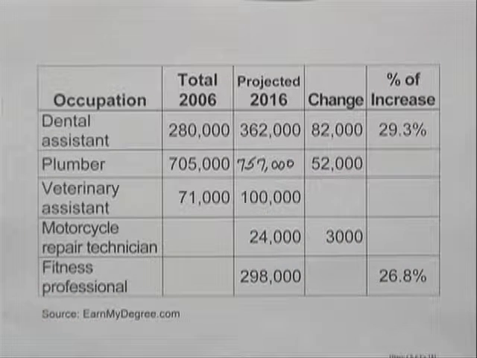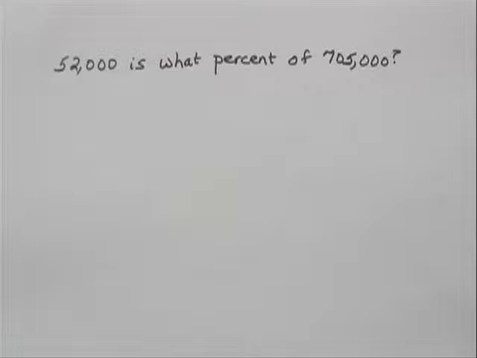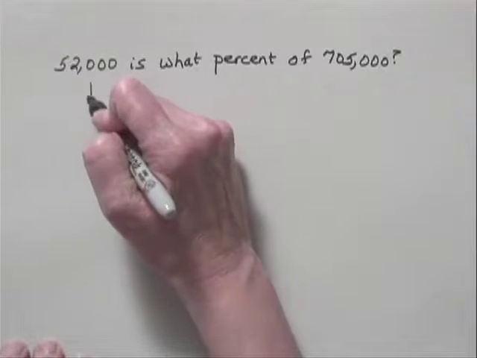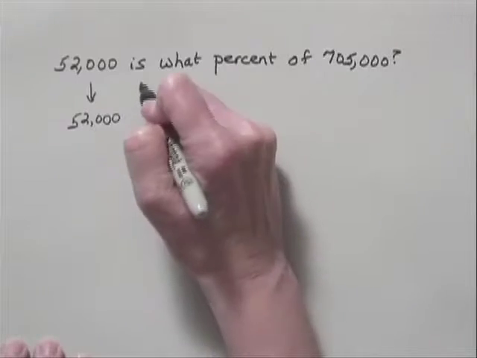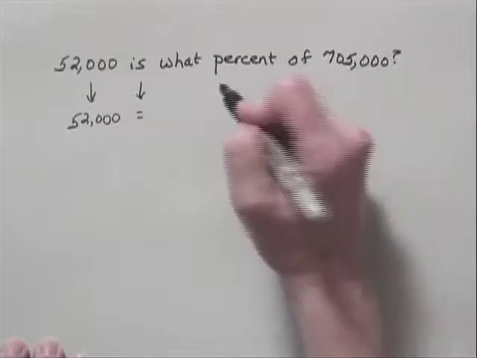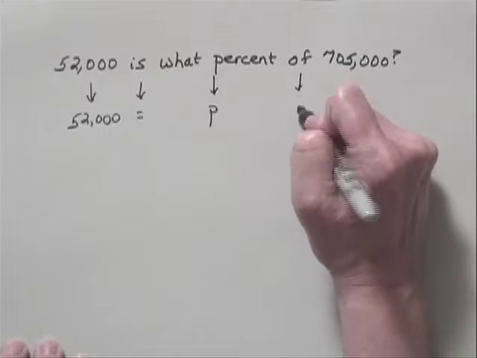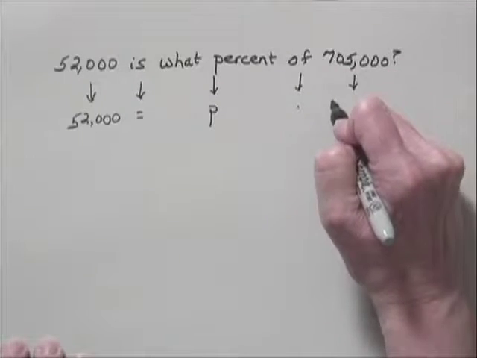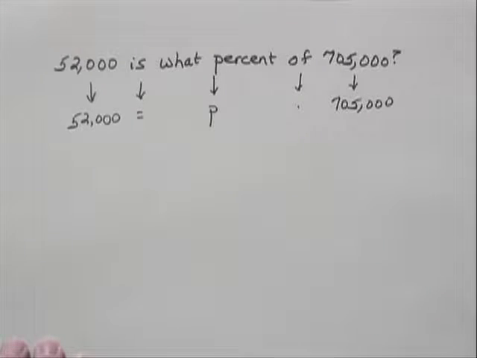Now we need to find the percent of increase. So we are going to solve an equation to find that. What we're asking is, 52,000 is what percent of 705,000? And this translates to 52,000 equals what percent, we'll call it P, of is times, and 705,000. Now we can solve this equation to find P.